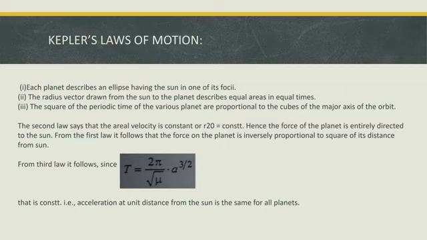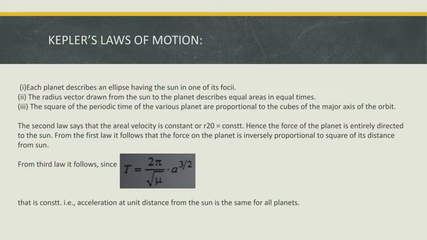Now coming to Kepler's laws of motion. Each planet describes an ellipse having the Sun in one of its foci. The radius vector drawn from the Sun to the planet describes equal areas in equal times. The squares of the periodic times of various planets are proportional to the cubes of the major axes of the orbits.